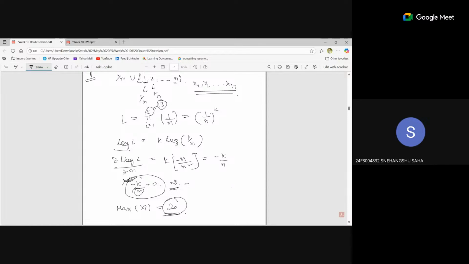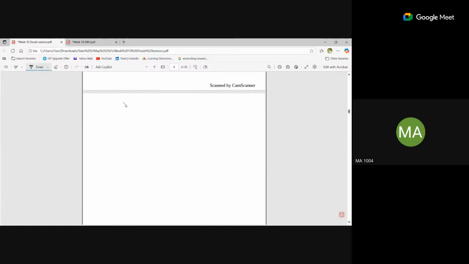And then what is the logic for activity 7 and question number 3? Activity 7. x is following uniform a comma b, right? This is the value, and find the maximum likelihood estimator for the samples. Now if my x is following uniform, my fx would be 1 upon b minus a, and the values of x go from a to b, correct? This is my parameter.